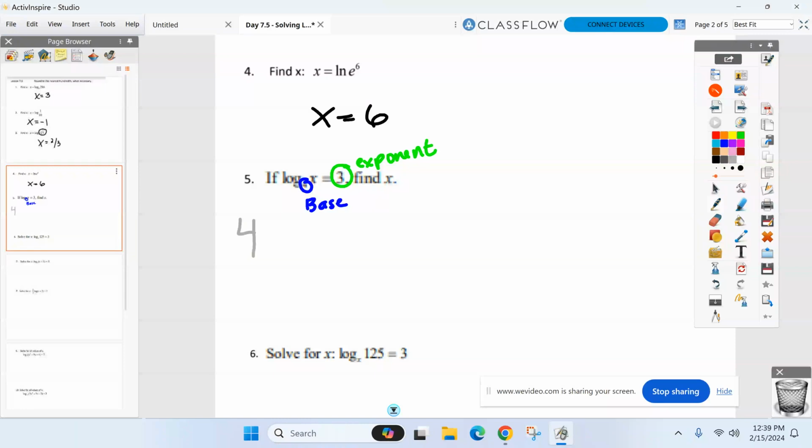So it's going to be 4 to the 3rd equals whatever's still left over with that base here, which is x, no more log. So that's how I convert it. Base raised to the exponent on the other side is equal to whatever's left there. And then hopefully, you guys, it's not 12. Don't do that to me.